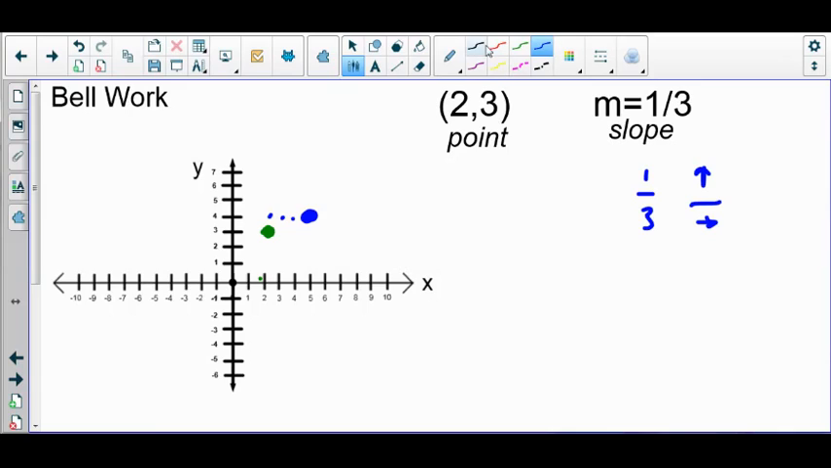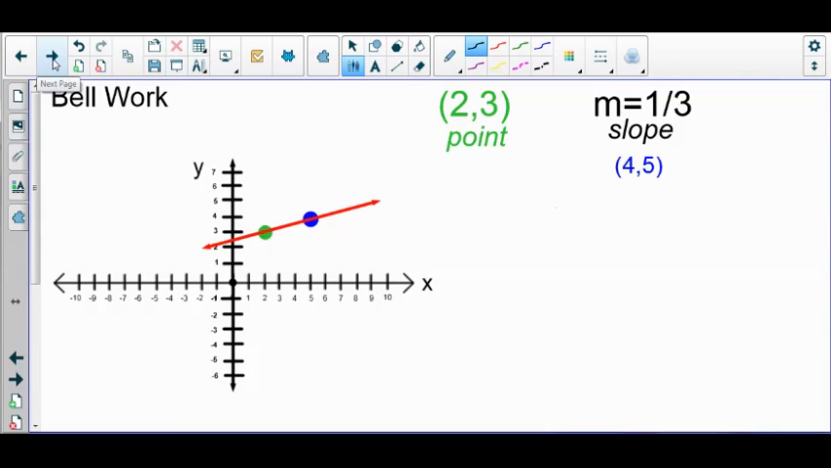Then all I have to do is connect those 2 points, because I only need 2 points to draw a line. I just graphed the line from a point and a slope. Here's what it looks like more neatly. There's the point. Up 1 from 3 is 4. Right 3 from 2 is 5. So there's my second point. That just gives you the general idea.